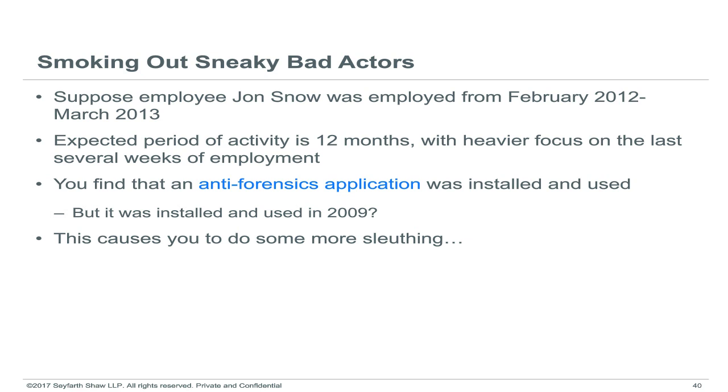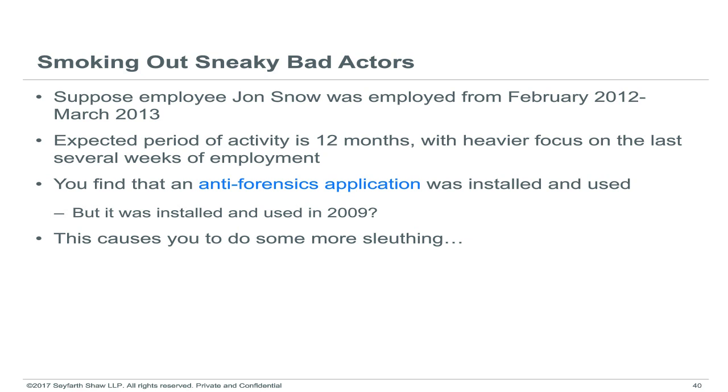This is from an actual case. The scenario here is that, let's suppose employee John Snow was employed from February 2012 to 2013, and when you start looking at the forensics, it looks like there was an anti-forensics application that was installed and used, but it shows it was in 2009. So it raises red flags right off the bat. Wow, wait a minute, this is weird. If this computer was used in 2012 and issued in 2012, why are we seeing something from 2009?